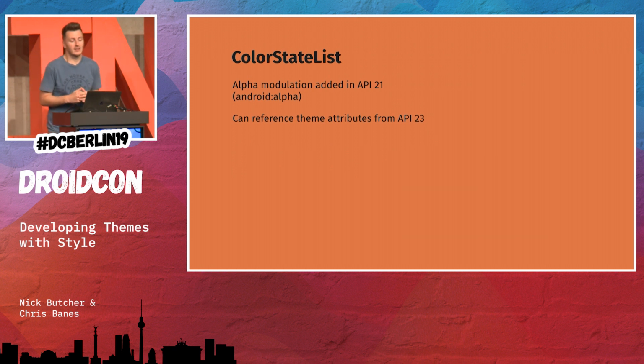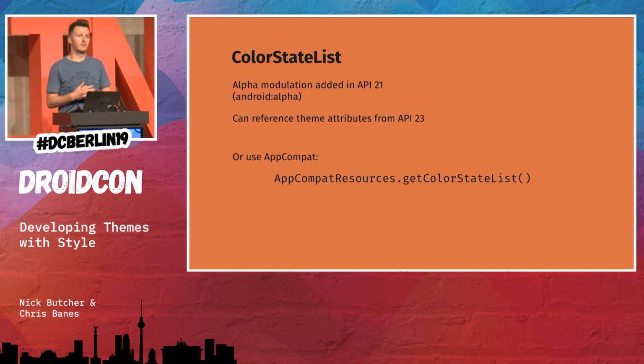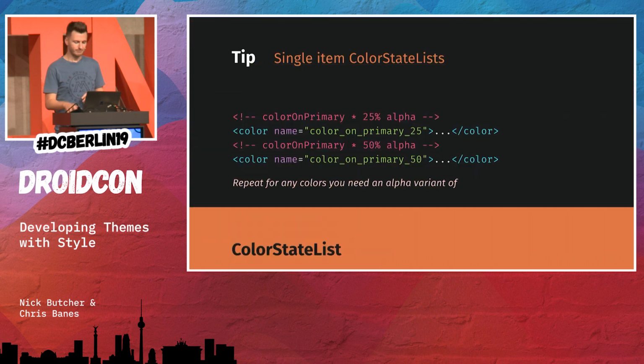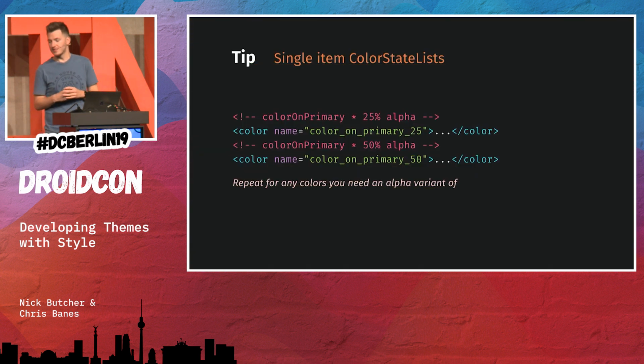So for color state lists, we have that new feature. Alpha modulation was added in Lollipop, so it's API 21, and you can only reference theme attributes from API 23. So it's got some gotchas you've got to be careful about when you use it and where. Or you can choose that compat. We backported the feature, so you can just use this API and grab the colors from it. One tip for color state lists: because we have these new features, we can do stuff like this. I can almost guarantee that in your app you'll have stuff like this, where you've copied a color, it could be your primary color, your accent color, and you've just changed the alpha component.